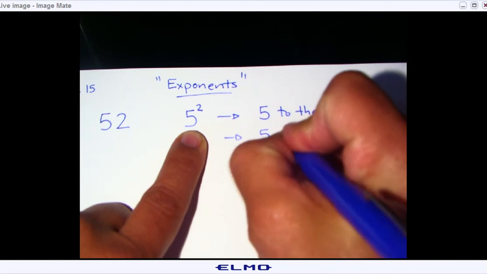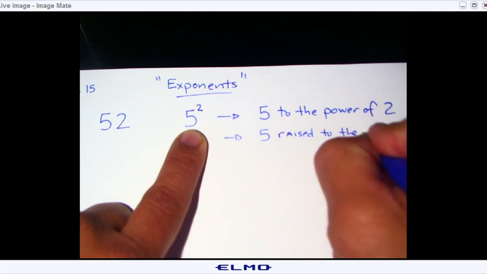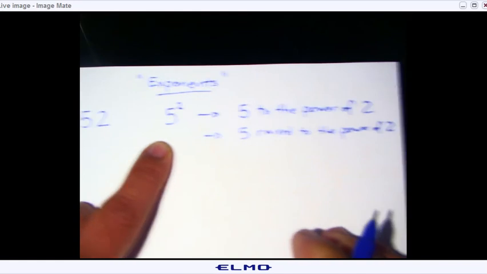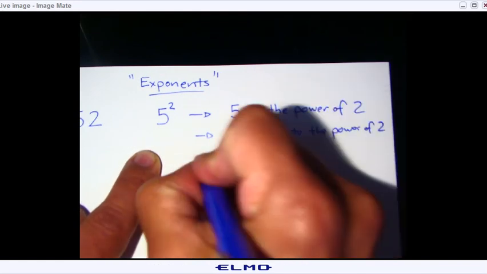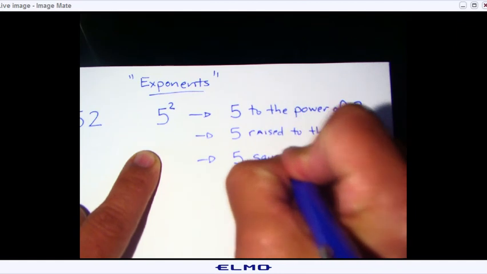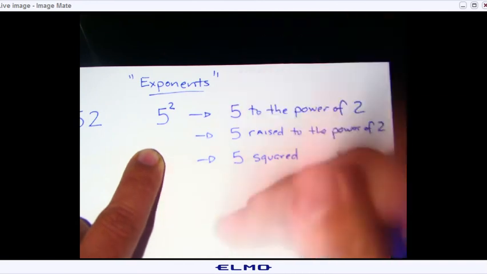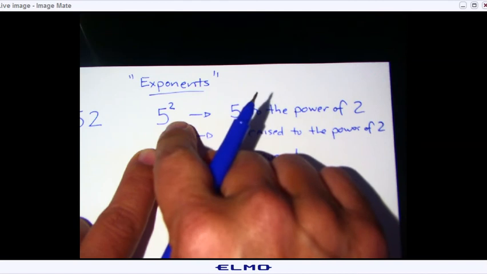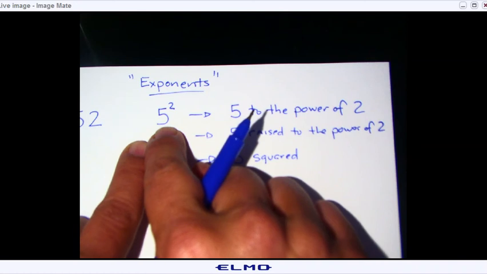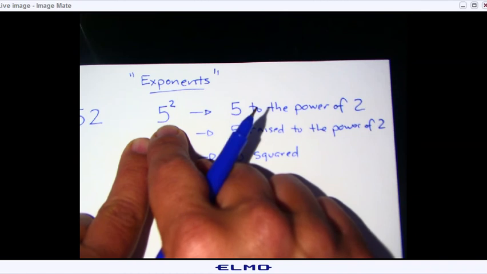Or 5 raised to the power of 2. Or when there's a 2, it's 5 squared. All right? So that's how you say it. Not once did I say 5 times 2. Because a lot of kids say, oh, that's 10. No, it's 5 to the power of 2.